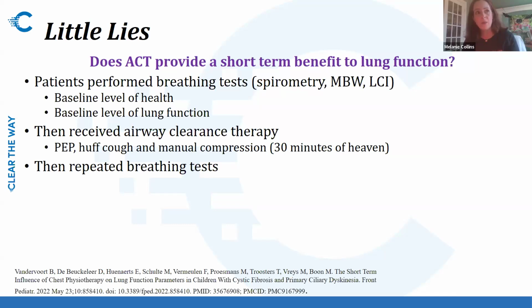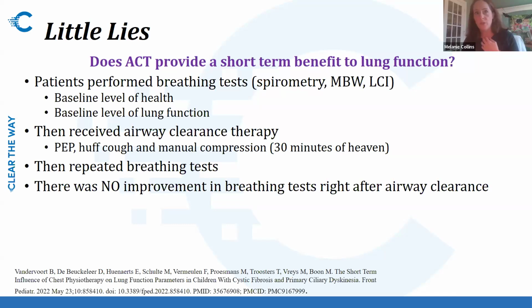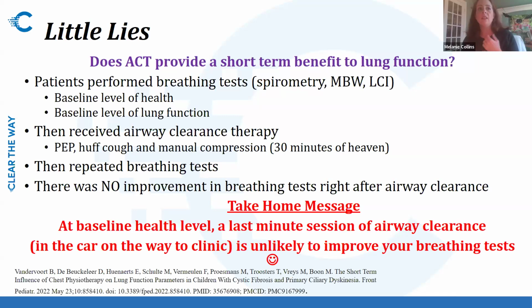Then they repeated their breathing tests, and there was no improvement in breathing tests right after airway clearance. So the take-home message is that at a baseline level of health, a last-minute airway clearance session on the way to the clinic is unlikely to improve your breathing tests. But I wouldn't take home that this means airway clearance doesn't work, because they were really looking at it in a short amount of time.